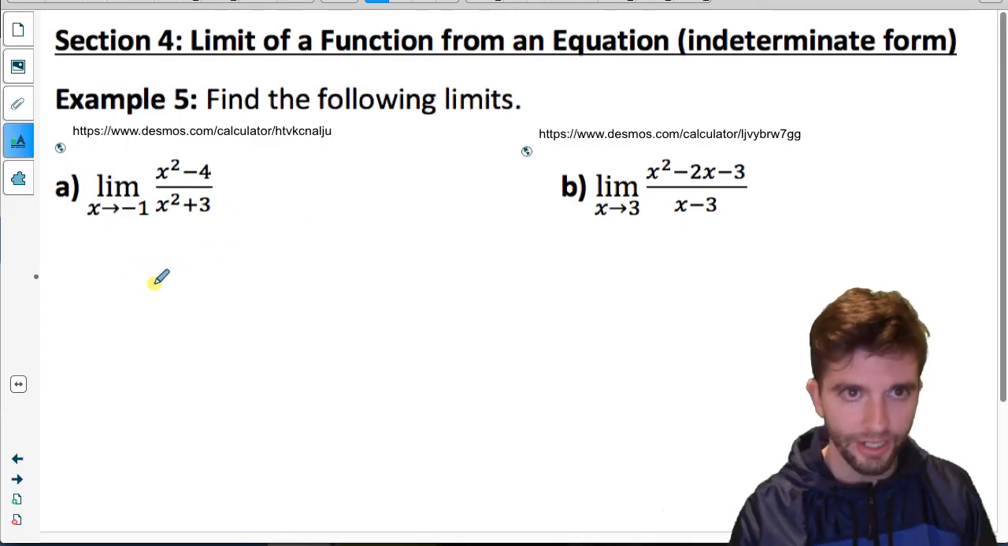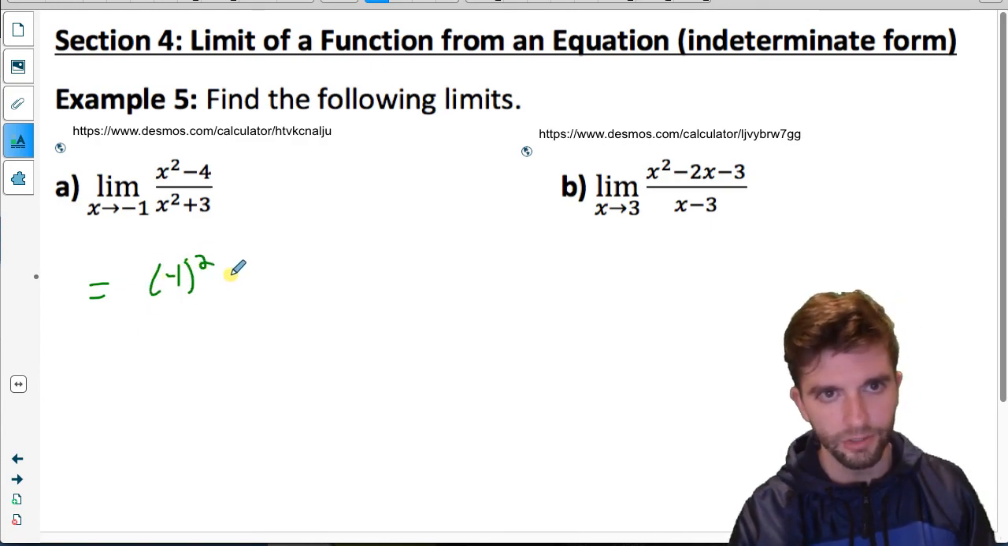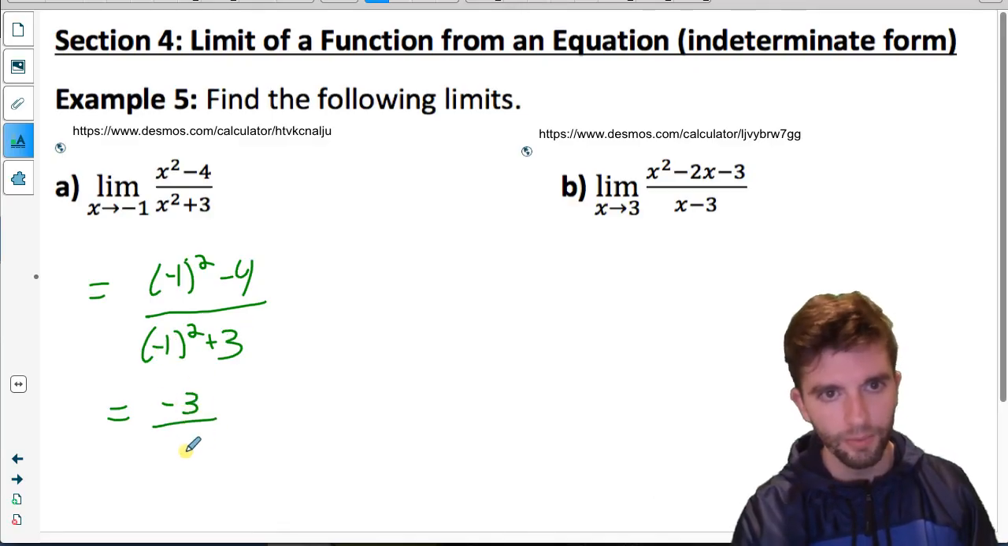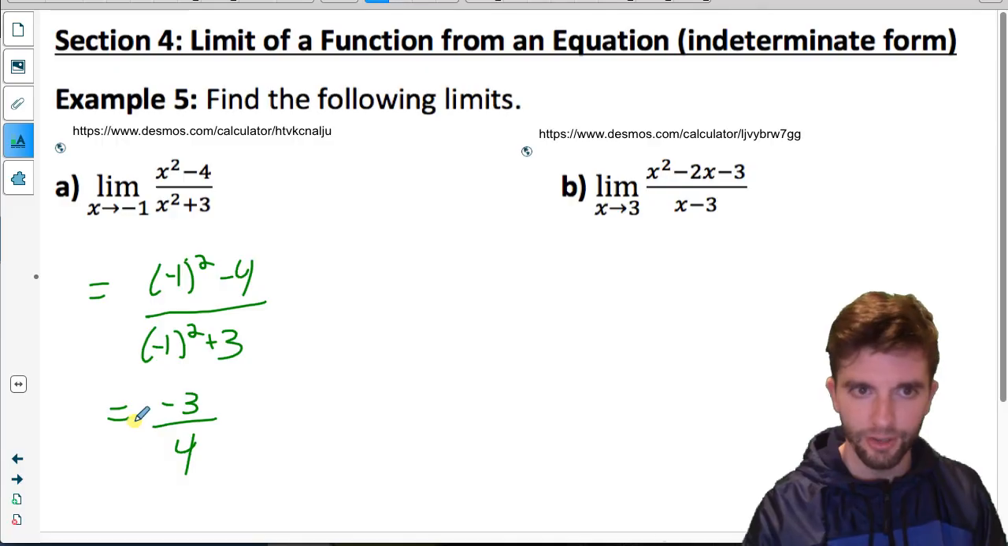So for this one, to calculate the limit, all I have to do is substitute -1 into the function and see where it is. So do -1 squared minus 4 over -1 squared plus 3. So 1 minus 4 is -3. 1 plus 3 is 4, and I get that -0.75 value that you saw in the graph.